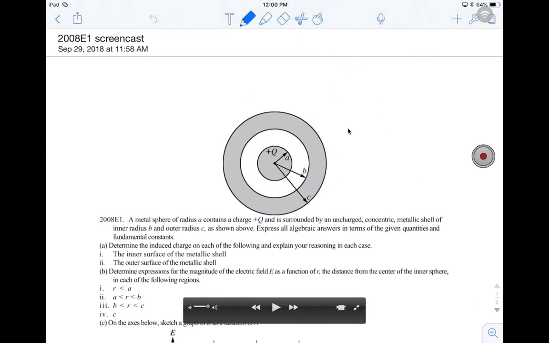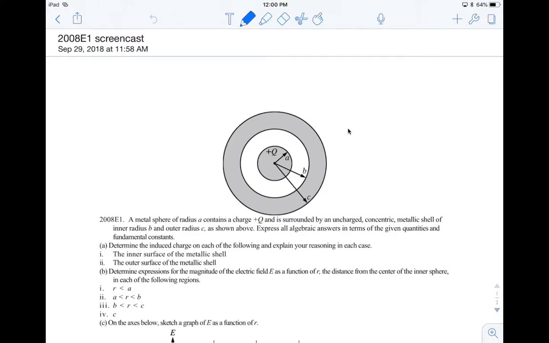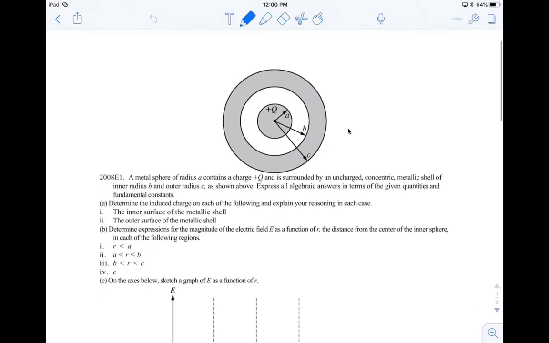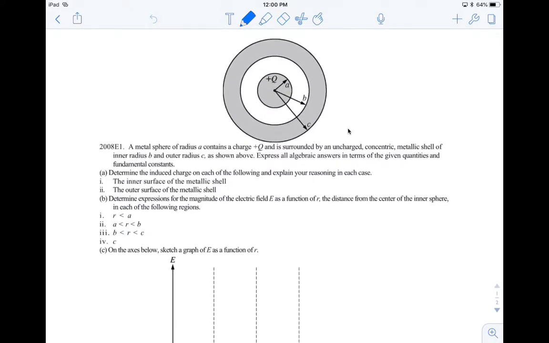Okay, so 2008 E1, we have a metal sphere of radius A, with charge positive Q. It's surrounded by an uncharged, so no charge on that outer shell, and it's metallic, which means that it's a conductor, with inner radius B, outer radius C, as shown above. And we want to express all algebraic answers in terms of the given quantities and fundamental constants. Part A, determine the induced charge on each of the following and explain your reasoning in each case.